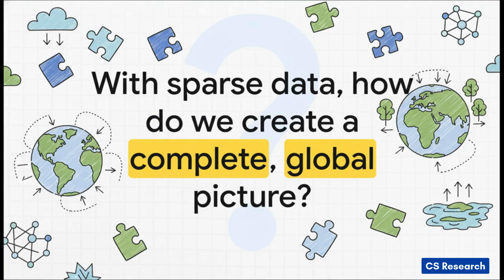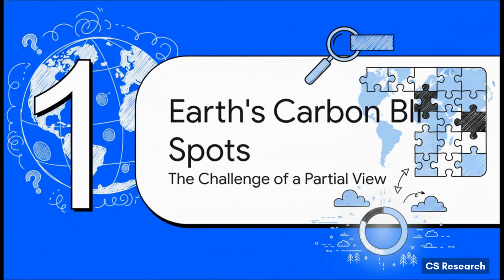And that leads us to the central question we're tackling today. With a dataset that's so patchy, so incomplete, how in the world do scientists fill in all those blanks to create a full, high-res map of the Earth's carbon cycle? It's a massive puzzle, and it's going to take more than just connecting a few dots. So let's really dig into this challenge.